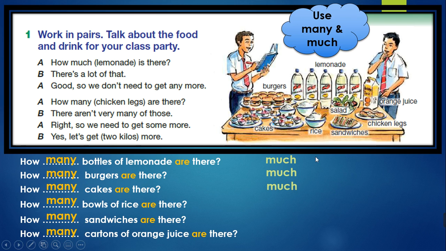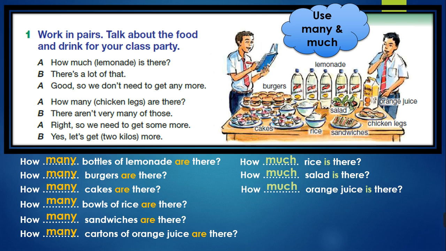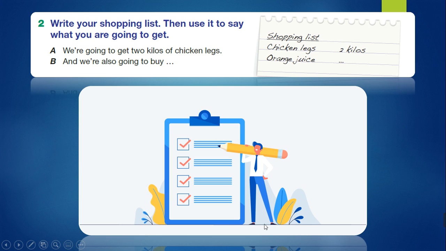What about much? Can you use much by asking about things here on the table? How much rice is there? Very good. How many bowls of rice? But how much rice? Excellent. How much salad is there? We can't count salad. And how much orange juice is there? We're asking about orange juice, so how much? But if we're asking about cartons of orange juice, we will use how many. Excellent. Let's move to the second activity.